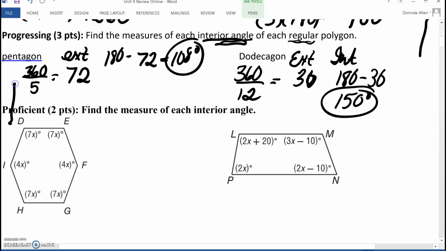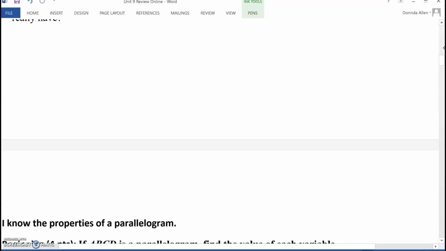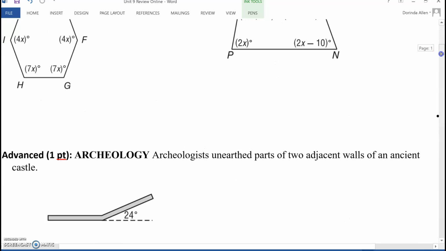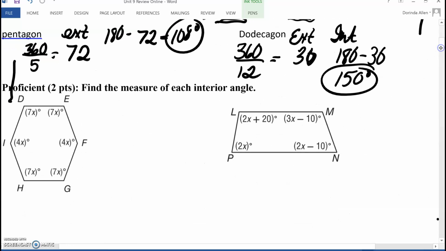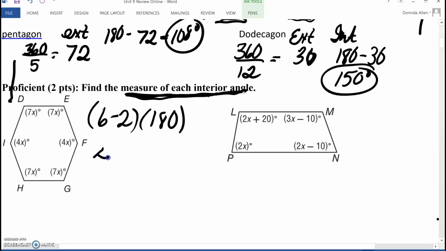All right, so now the proficient one here is finding x. But notice here we want the measure of each interior angle, so on the test make sure that you notice that. So first we're going to find what the sum of all these are. I have 6 sides, so I do 6 minus 2 times 180, 4 times 180, 720.